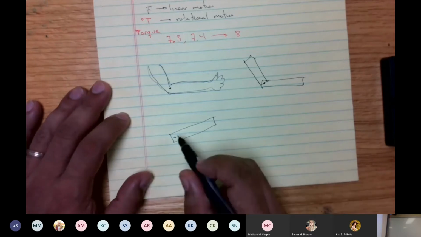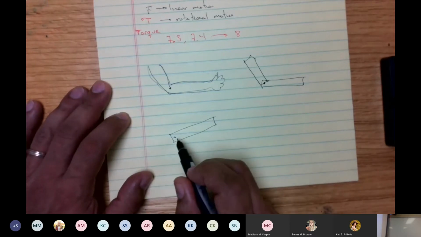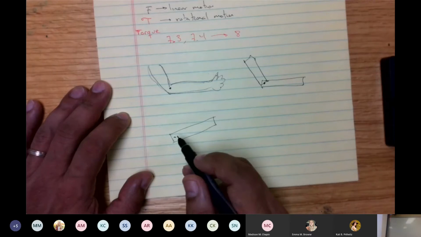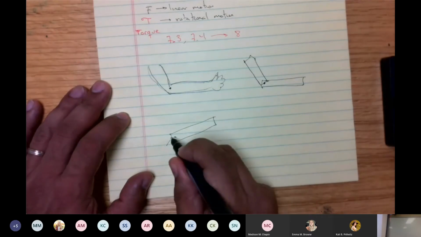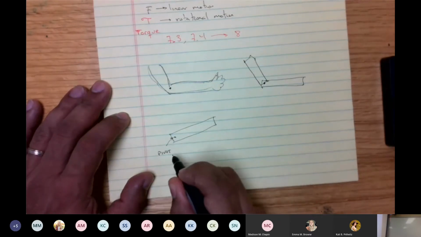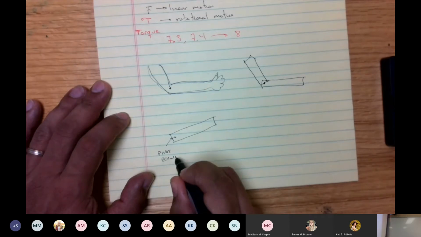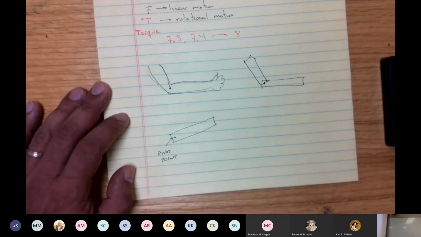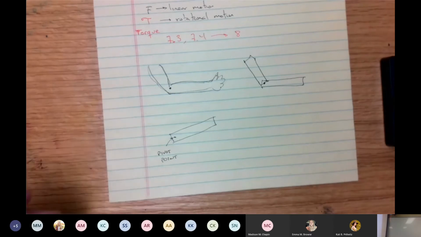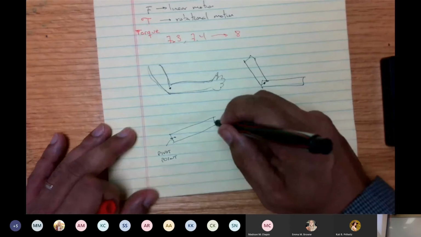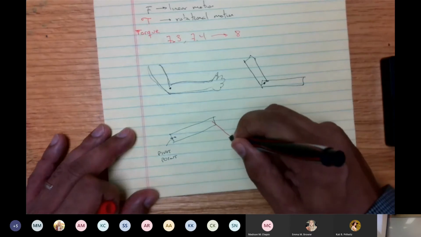Your elbow is the point in which your arm is gonna rotate. So we're gonna call this the pivot point. Now I'm gonna apply a force on your arm. You can imagine that someone is pushing you, someone is pulling on you, you're catching a ball, you're catching an object, and there's gonna be a force pulling down like this.